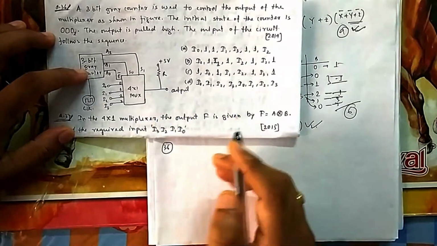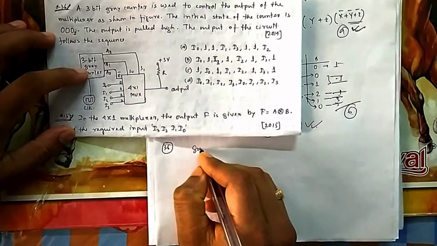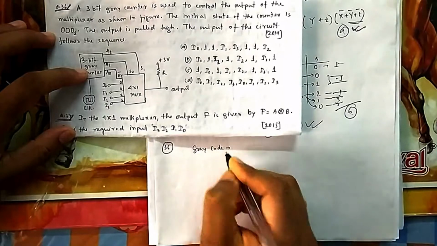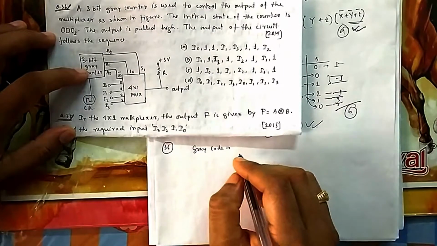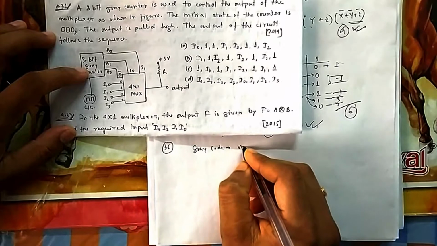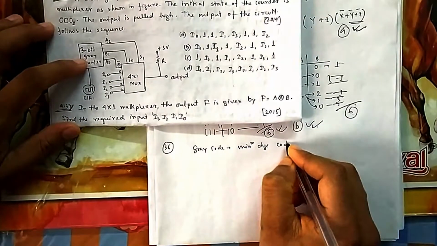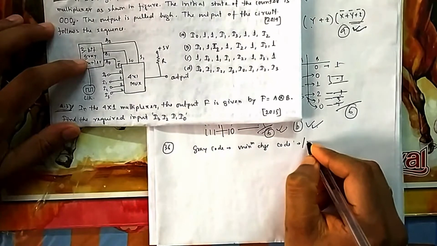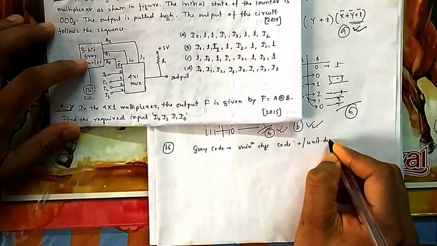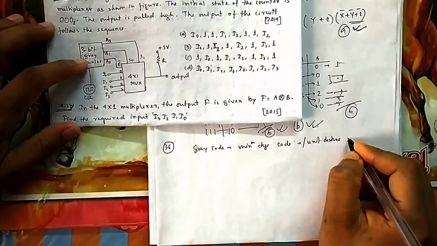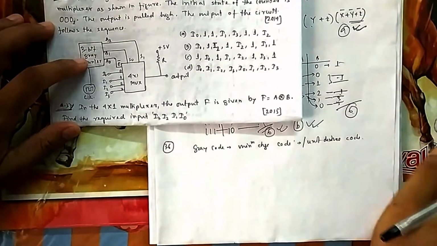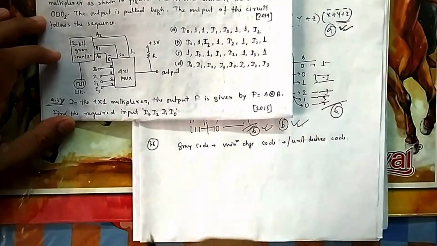Gray code is also known as minimum change code. I think you know gray code, because here only 1 bit changes. So it is a unit distance code or minimum change code. That means from one state to another state there is only one distance; only one bit will change.